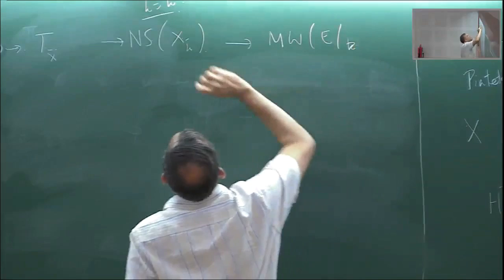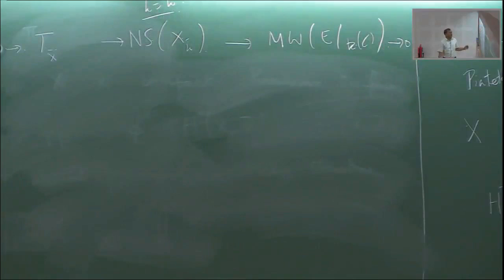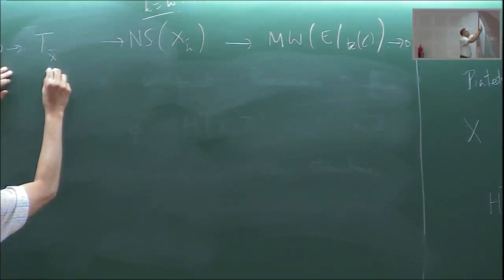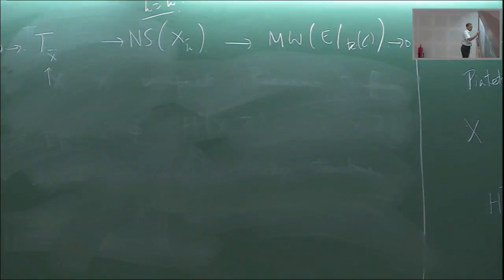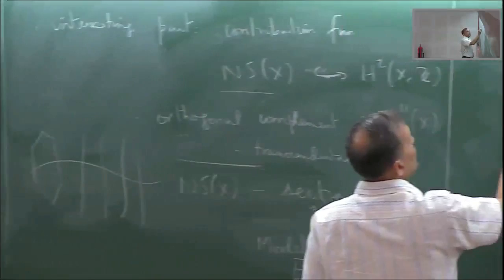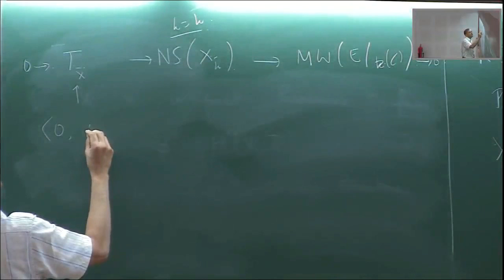So there is a map from the Néron-Severi to the Mordell-Weil. So what is this subgroup T? There are some singular fibers, and this is the subgroup generated by the zero section and by the irreducible components of singular fibers.